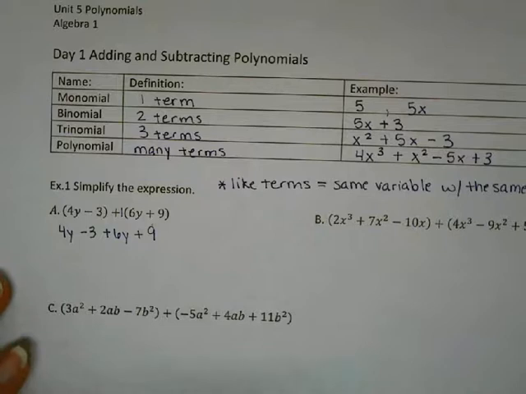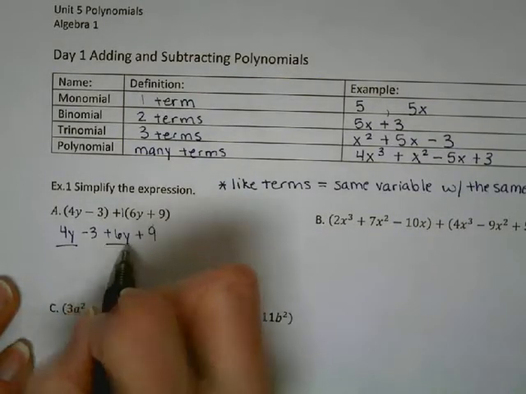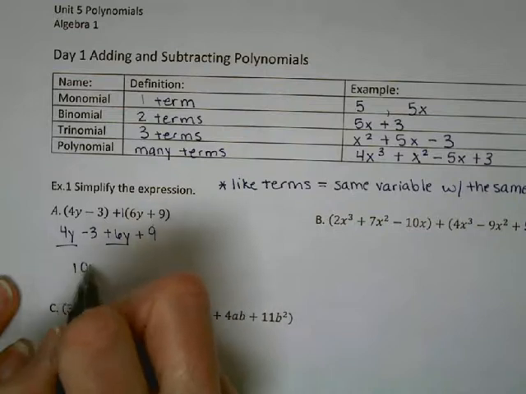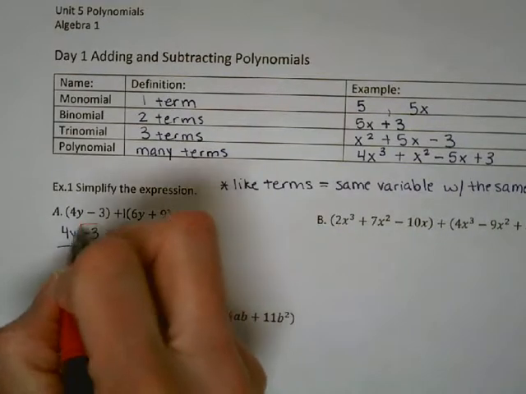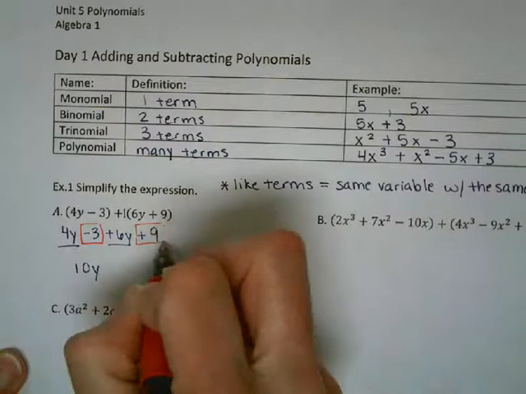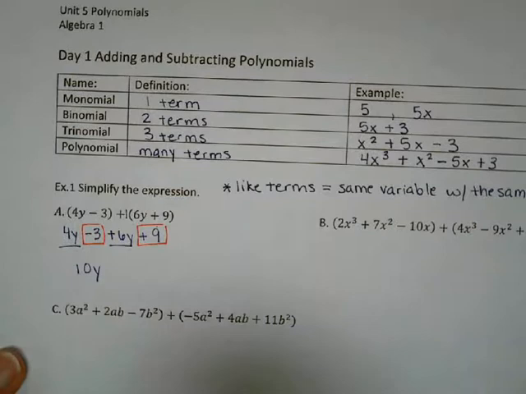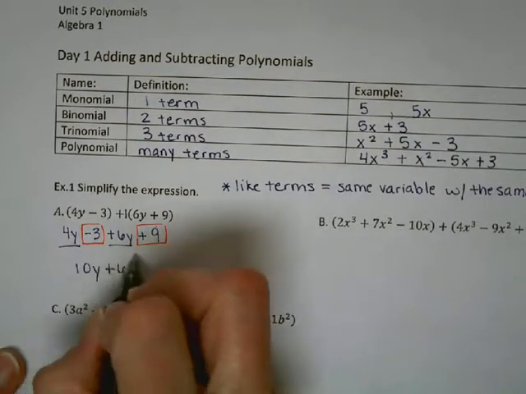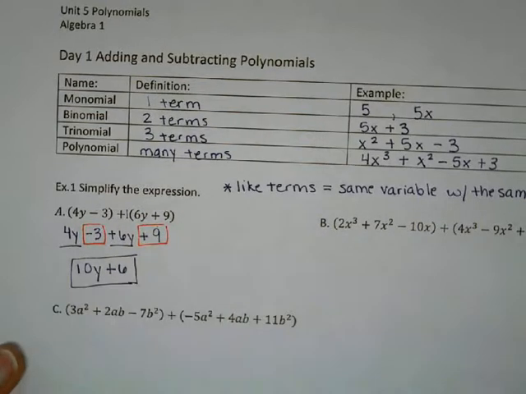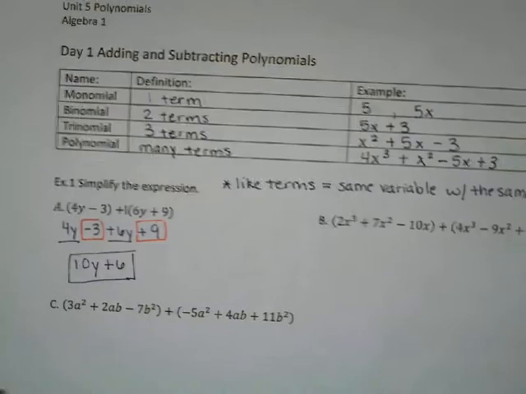we're going to see which ones are considered like terms. So the 4y and the plus 6y would go together to make 10y. And then the other ones would go together. We would have minus 3 and a plus 9. So when you're thinking about that, combining like terms, negative 3 plus 9 would give us positive 6. And that whole thing is your answer. You can't go any farther because this one has a y and this one doesn't.